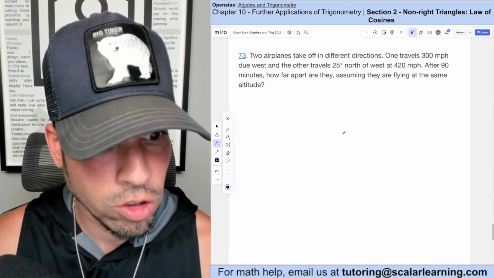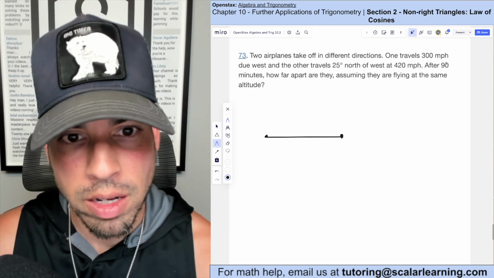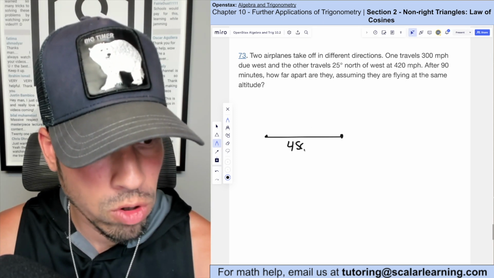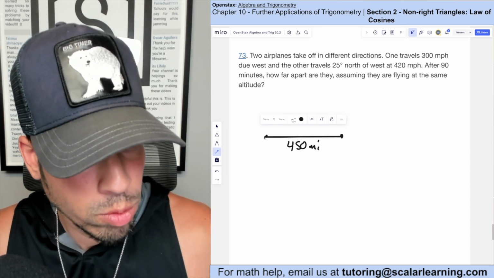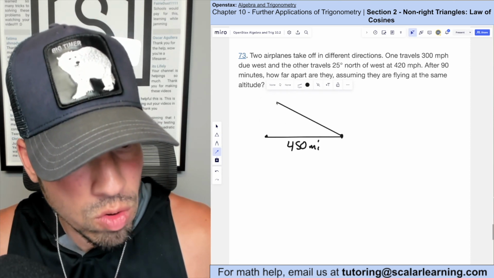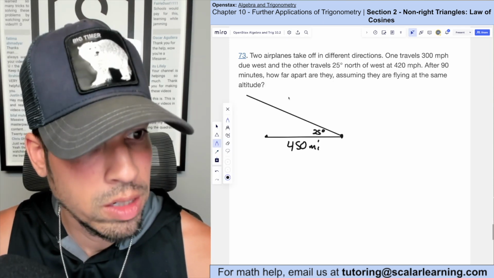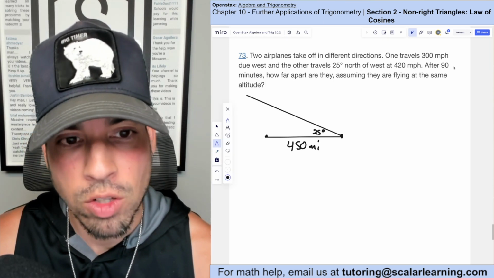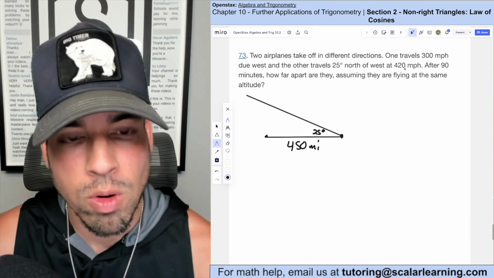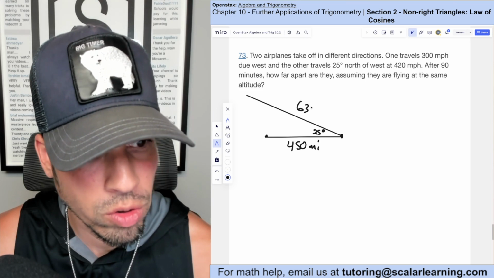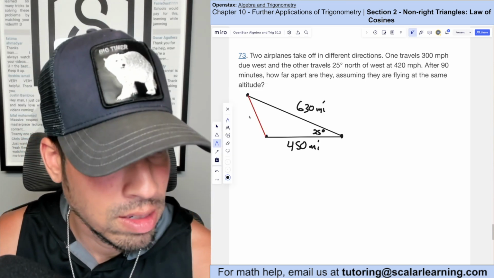So first of all, we got traveling due west, so I'm going to make that going left. And 300 miles per hour in an hour and a half, that's a distance of 450 miles. And then this one says 25 degrees north of west. So here would be west, 25 degrees north might be like this, where this little angle in here is 25 degrees. And then this is at 420 miles per hour. So an hour and a half would be 630 miles. And now we're trying to find the distance between them, aka this length, which we'll call x.